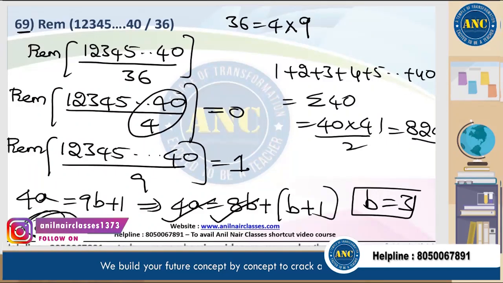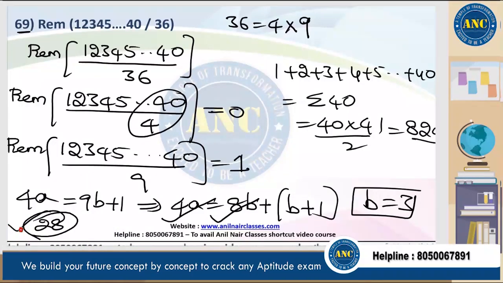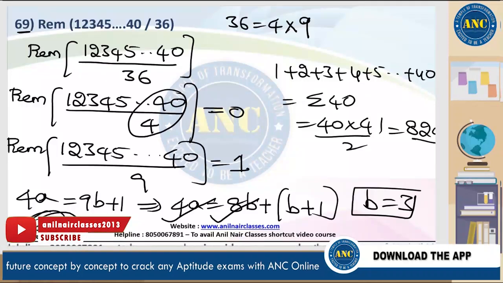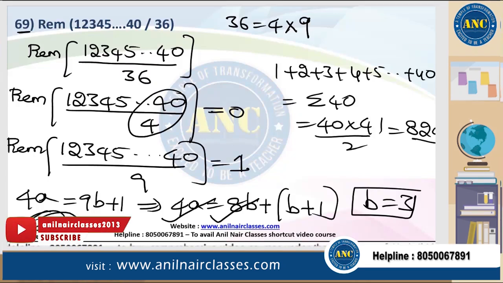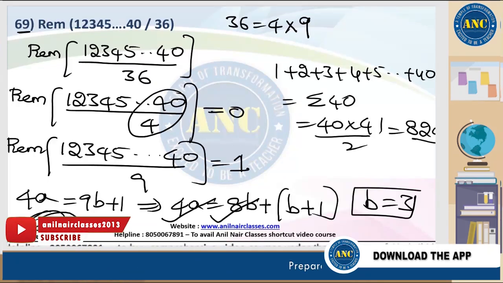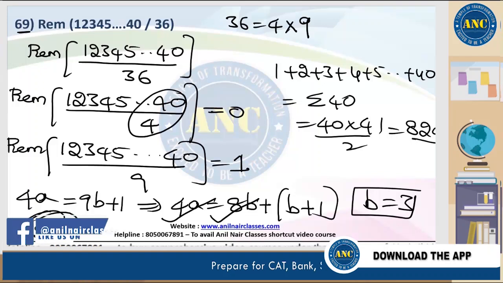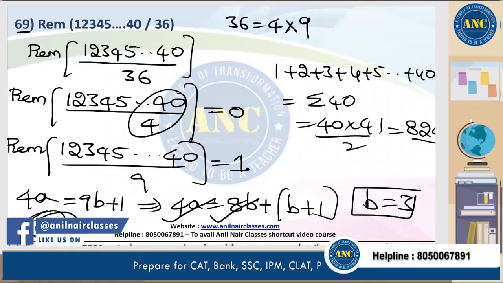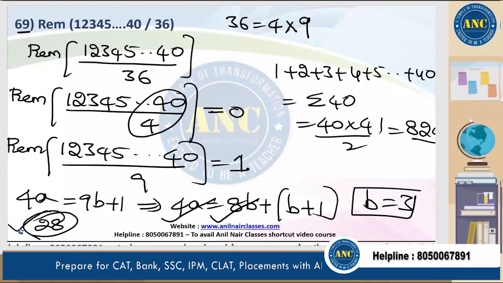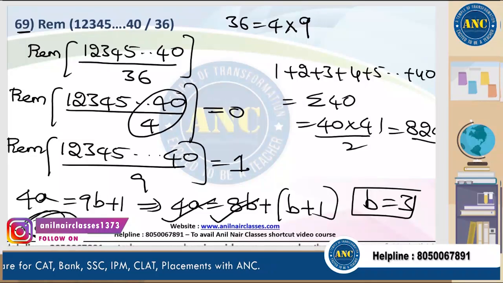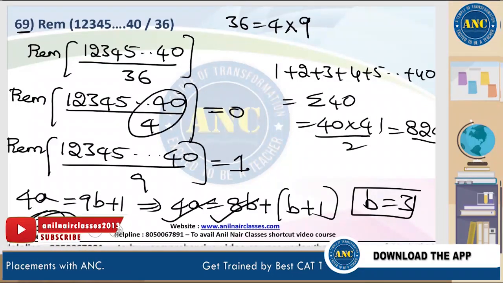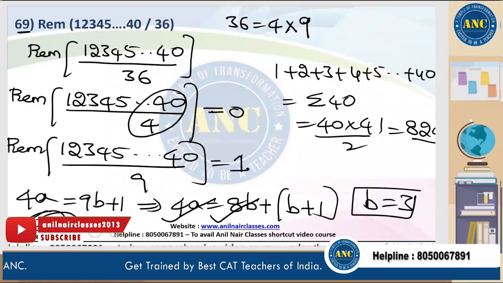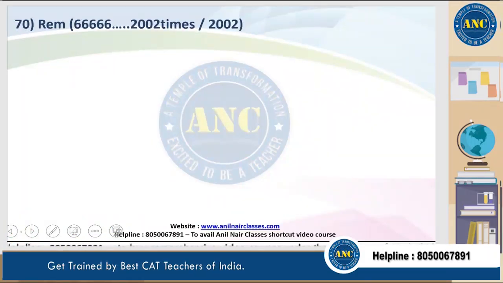Idea is clear. You can do 1 plus 2 plus 3 plus 4 plus 5. 10 you can write it as 1 plus 0, 11, 1 plus 1, 12, 1 plus 2. Even then the answer will still remain the same. I used a concept here. Sum of the first n natural numbers is n into n plus 1 by 2. Idea clear? Clear, right? 69th done. Next, 70.